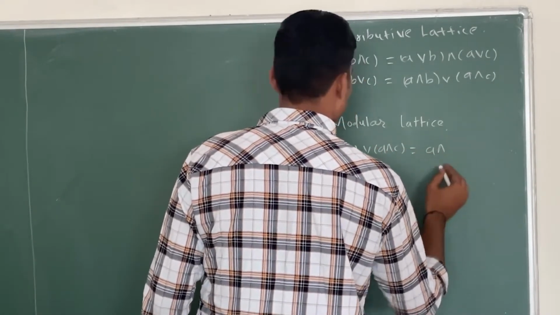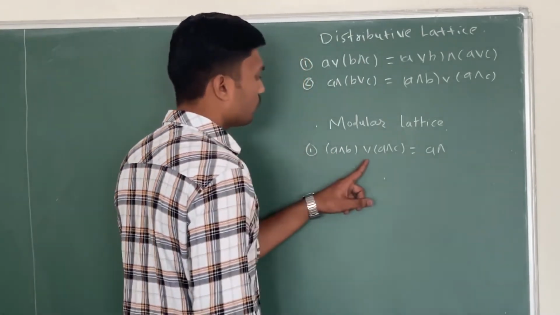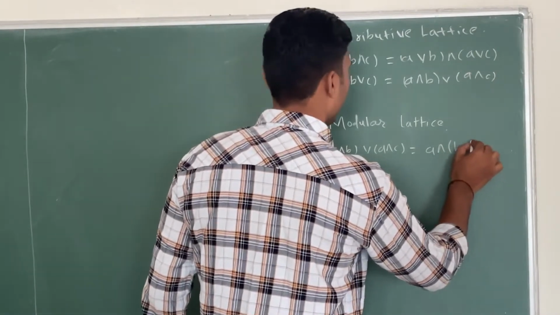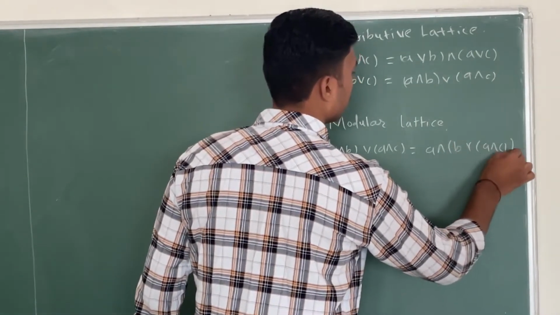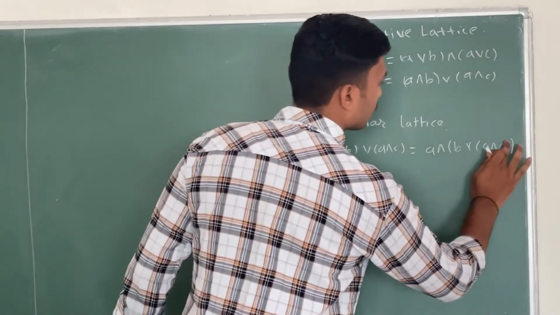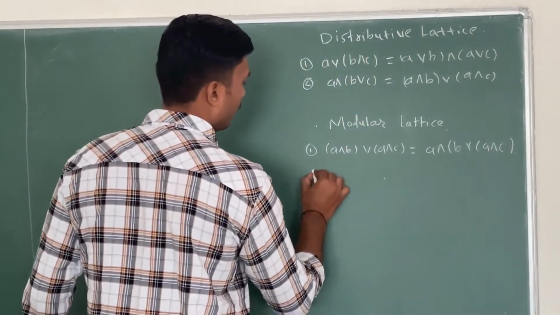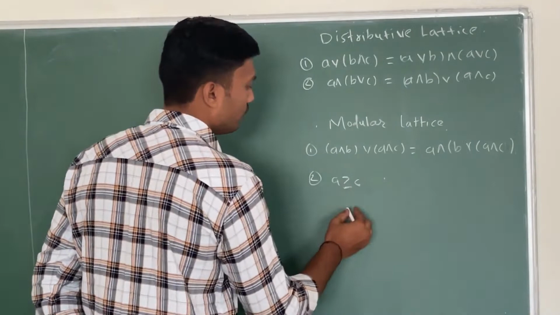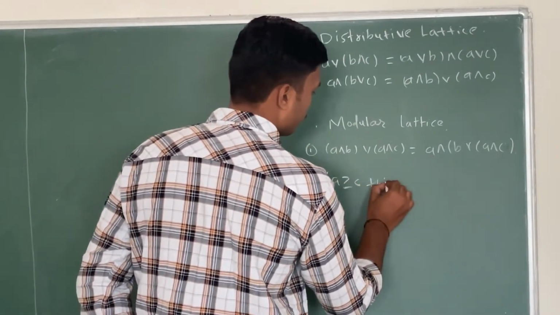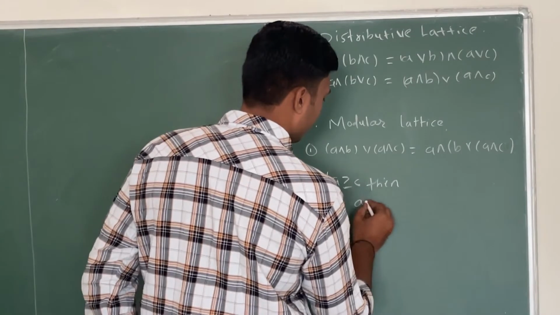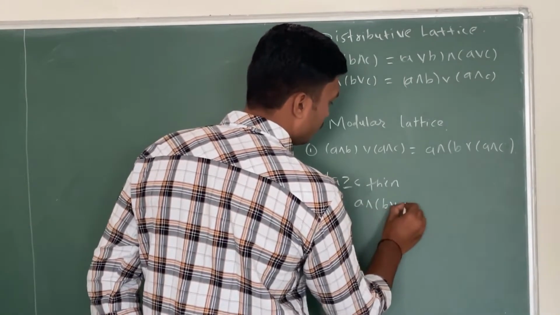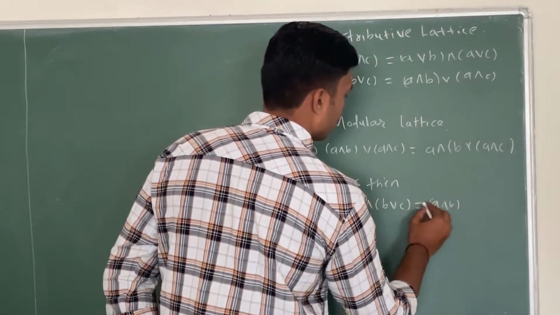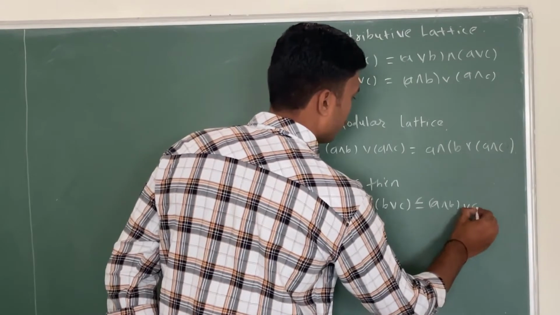A meet B join with A meet C is equal to A meet in bracket B join in bracket A meet C. And another definition of modular lattice is: if A is greater than or equal to C, then A meet B join C is equal to A meet B join with C.